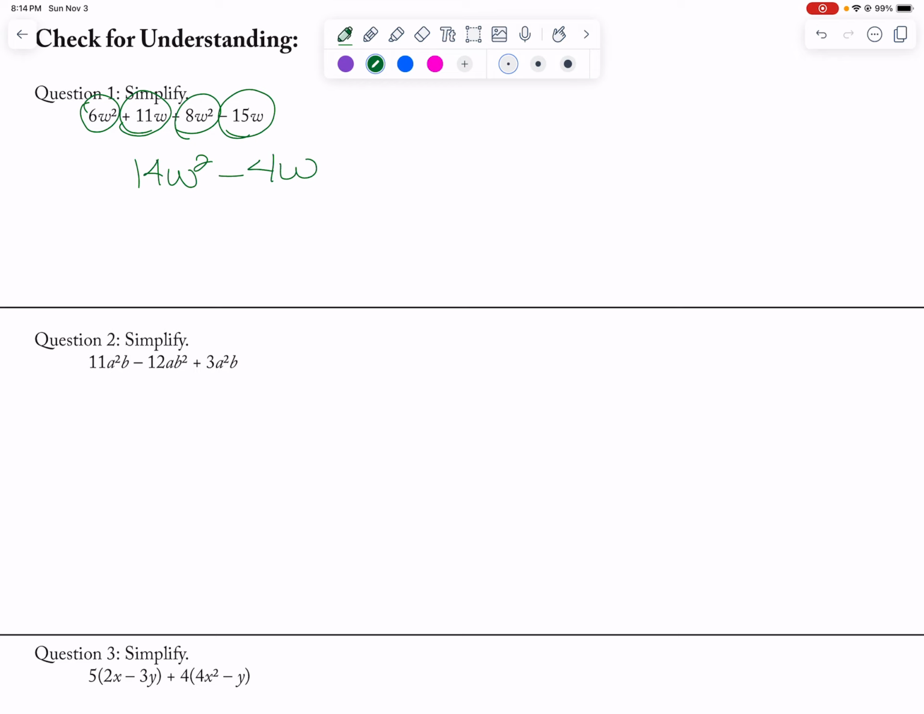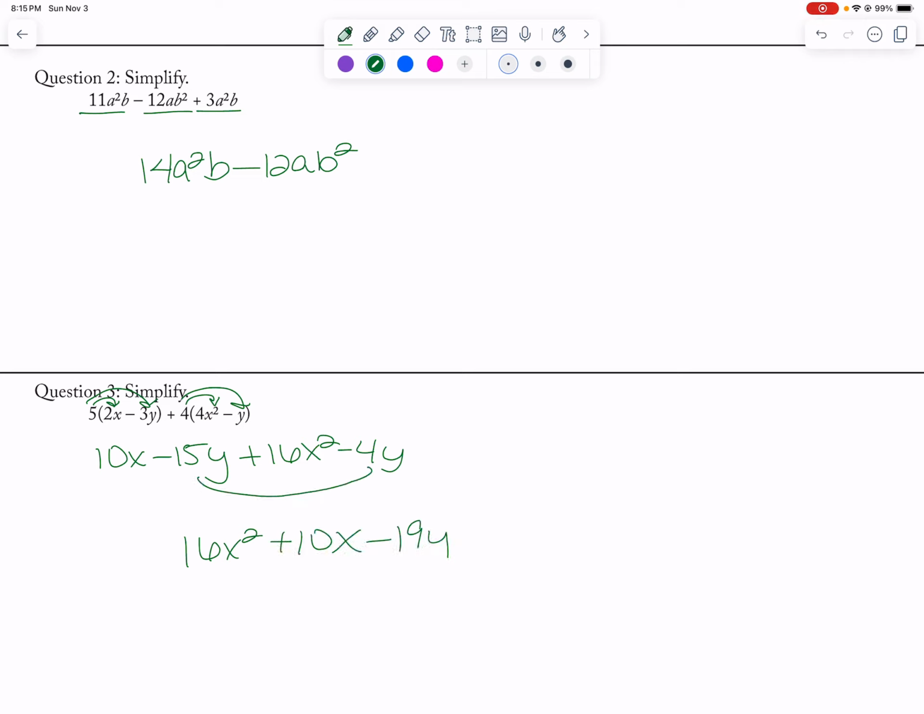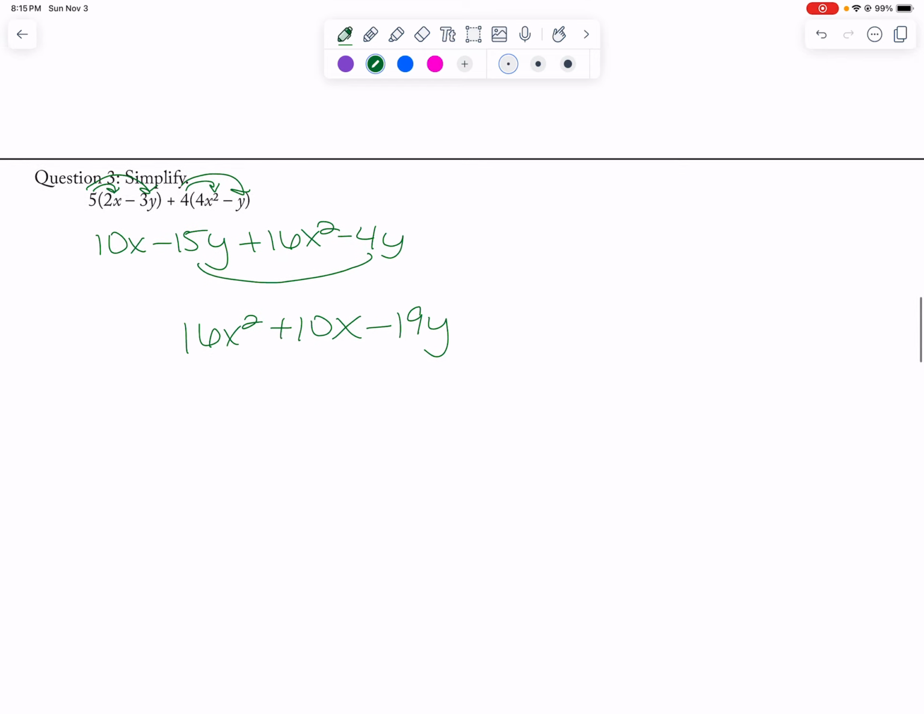So now I look here and I get a total of 14a squared b and then a minus 12ab squared. Again, distribute, so I get a 10x minus 15y, a 16x squared minus 4y. So I get a 16x squared because there's no other x squareds. I have a 10x because there's no other x's, and then I have a negative 19y. All right, and that's it for this lesson.